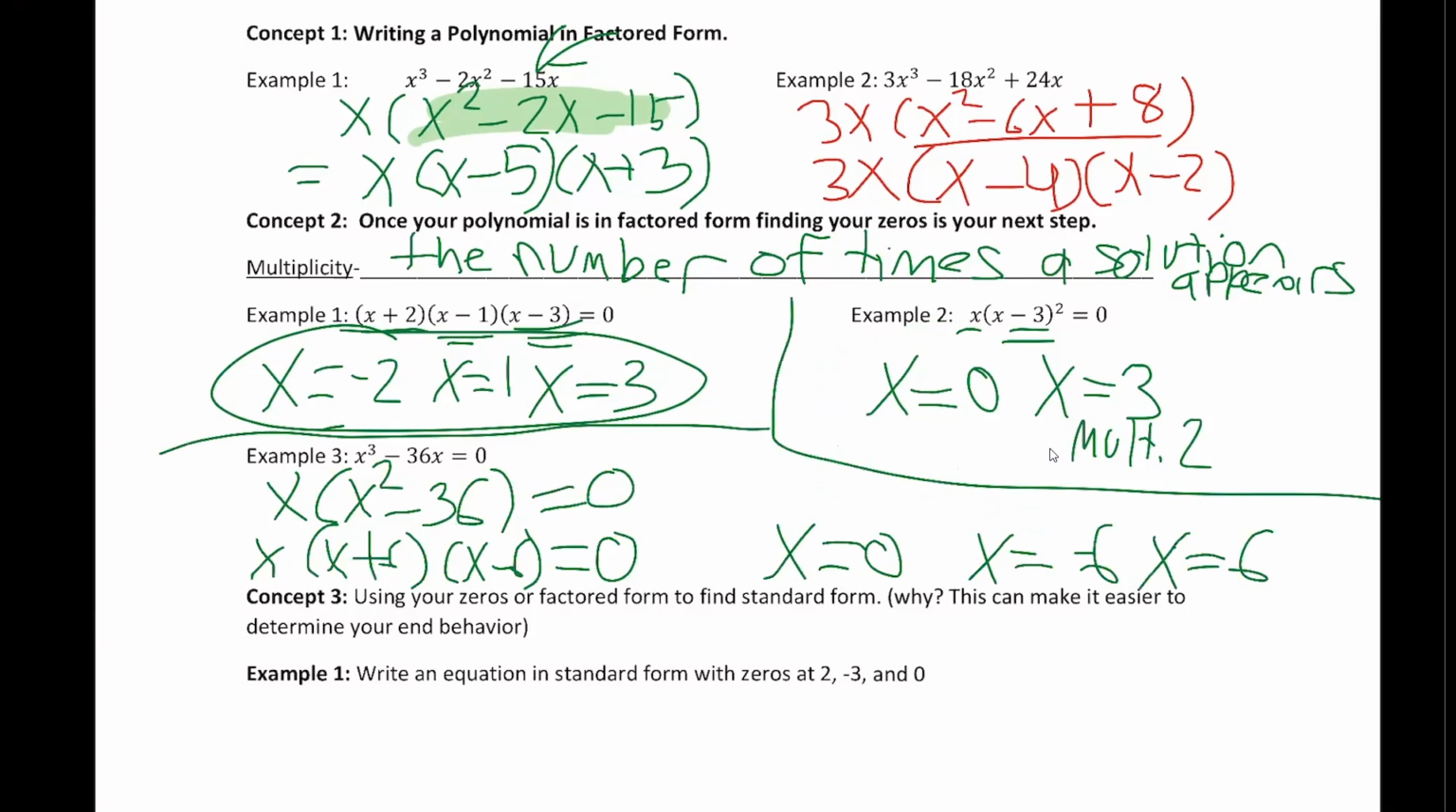You might be wondering, what's the significance of multiplicity? When you have all of these solutions, if you remember, these tell you where it crosses the x-axis. For example, in example 1, my graph would have a point at -2, a point at 1, and a point at 3 on the x-axis. But what these multiplicities tell you is what happens at those x-intercepts. There's two things that can happen. It's either going to cross, or I say that it bounces.